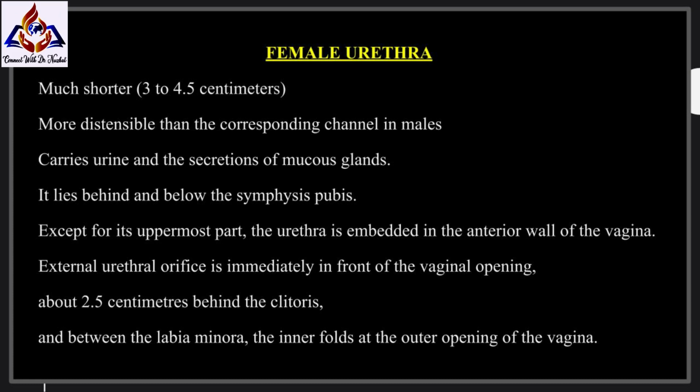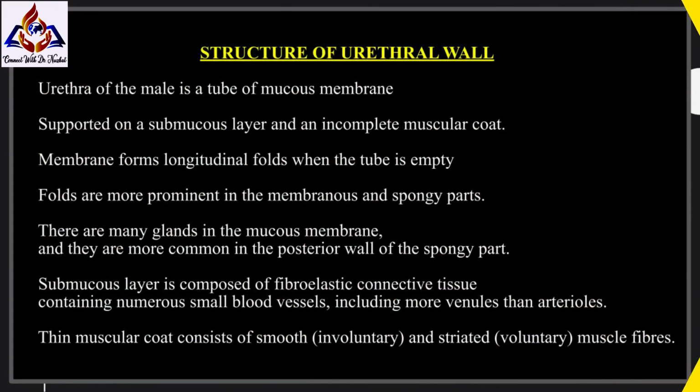The external urethral orifice is immediately in front of the vaginal opening, about 2.5 centimeters behind the clitoris, and between the labia minora, the inner folds at the outer opening of the vagina. Structure of the urethral wall. The urethra of the male is a tube of mucous membrane supported on a submucous layer and an incomplete muscular coat. The membrane forms longitudinal folds when the tube is empty.